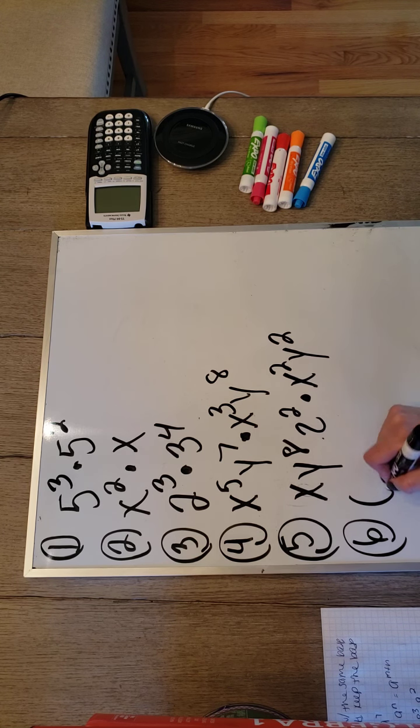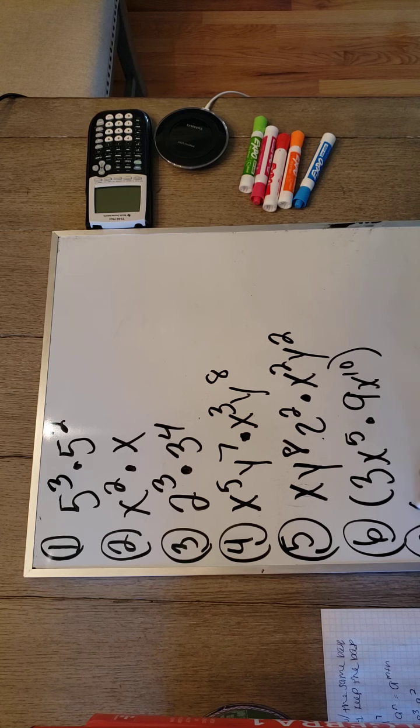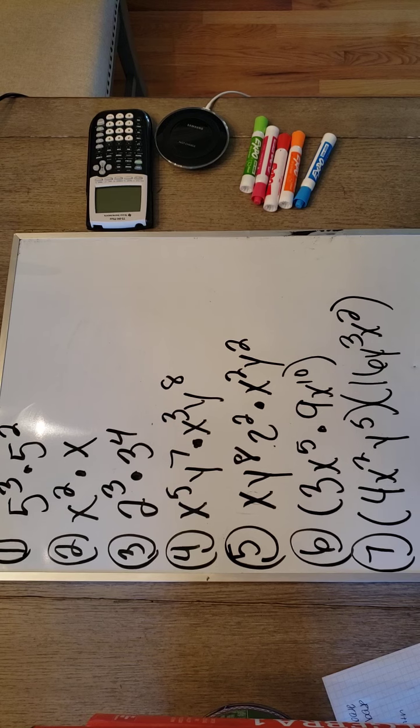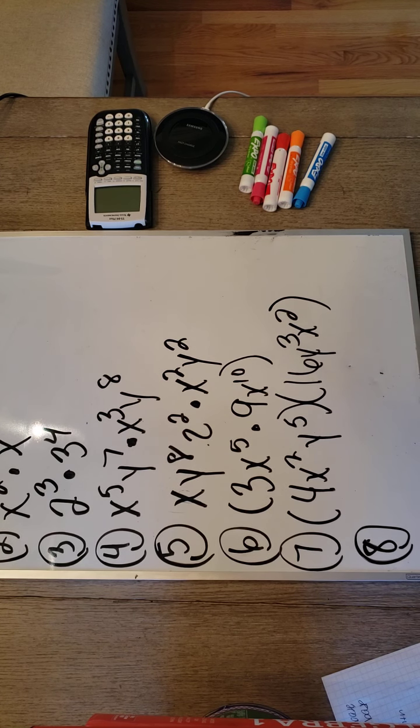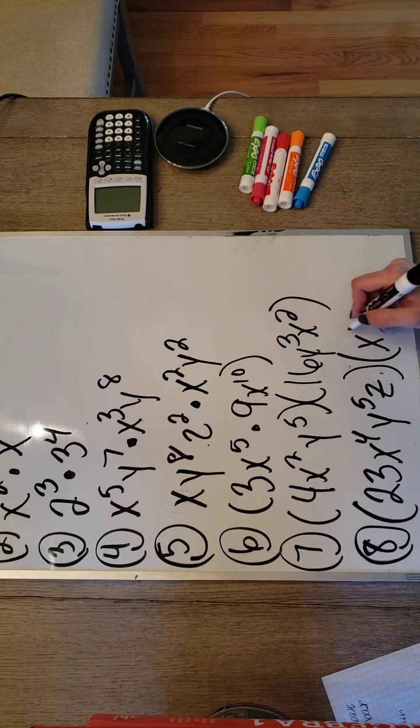Number 6, 3x to the 5th times 9x to the 10th. Number 7, 4x squared, y to the 5th, 16y cubed, x squared. Whoops, sorry, you can't really see that. And last but not least, how about, I don't know, 23x to the 4th, y to the 5th, z times x to the 3rd.